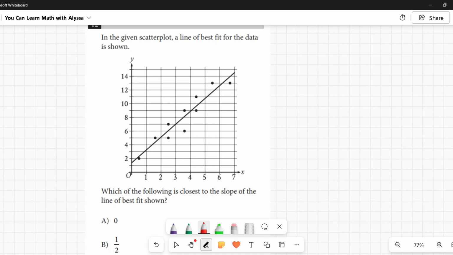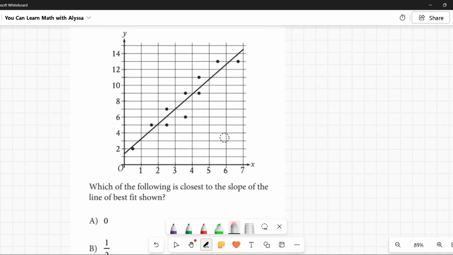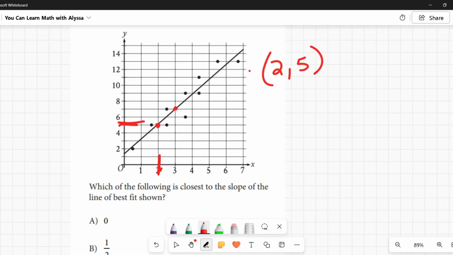We don't have to be super precise. We can just pick 2 points that it's close to, because these answers are wildly different: a slope of 0, 1/2, 1, and 2. If I pick a point that is not exactly on the line but close, it'll be close enough. So I'm going to pick this point right here, which is not exactly on the line but close enough, and this one, which looks exactly on the line. This point is 2, 5, and this other point is 3, 7.